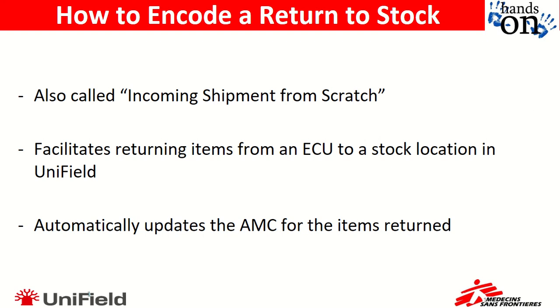So this functionality, the incoming shipment from scratch, allows us to encode that transaction, indicate that the items are returning from a client to a stock location in UniField, and additionally, this transaction correctly updates the average monthly consumption for the items that are being returned so that UniField does not think these items were consumed when in fact they were actually returned to stock.